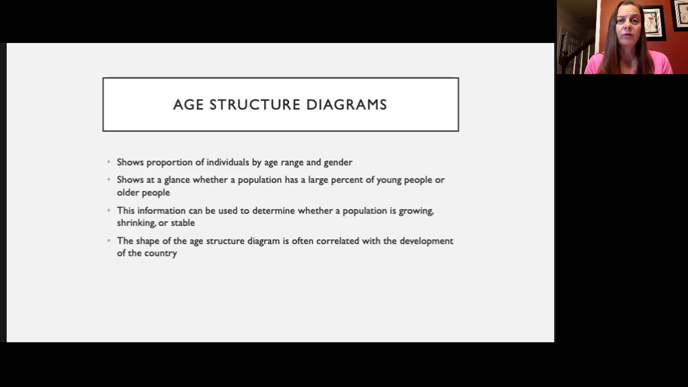And as we move through this unit on population, we're going to talk about development stages of a country. And so the shape of the age structure diagram is also generally correlated with what stage of the demographic transition a country is in.